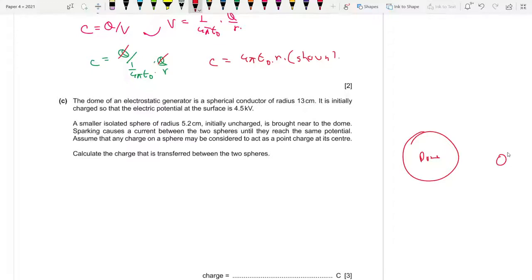Okay, so the laws are valid, and initially this had a potential of 0. This had a potential of 4.5. Now the potential is the same for both spheres basically. Okay, so let's try to do this. Come on.